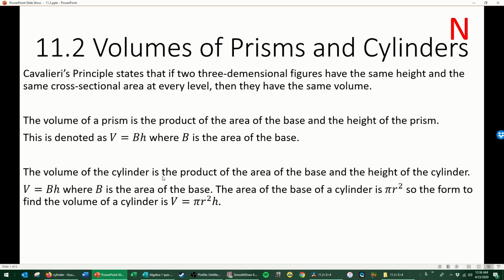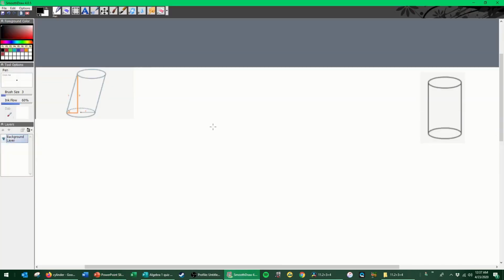The volume of a cylinder is the product of the area of the base and the height of the cylinder, where the volume is equal to big B, which means the area of the base times the height, where B is the area of the base. So the area of the base of a cylinder is pi r squared, right? The cylinder has a circle at the bottom and a circle at the top, so its base area is pi r squared. So we can say that the volume of a cylinder is just pi r squared times the height. This works for oblique, and this works for right cylinders. And we're going to do these two right here and now.